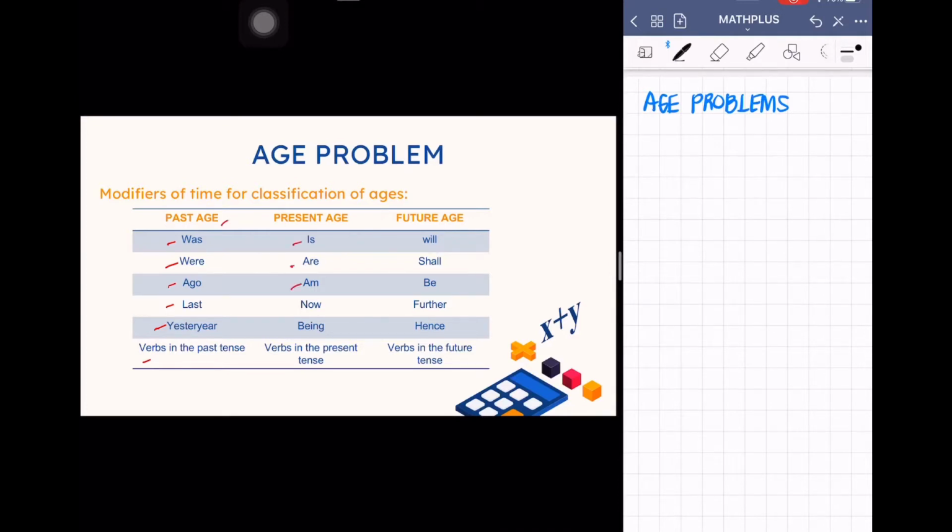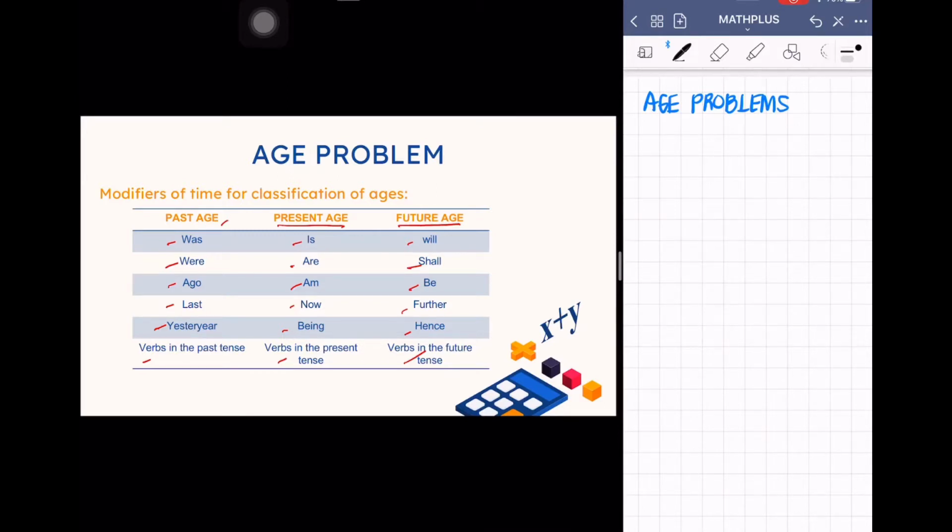Is, are, am, now, being, and all verbs in the present tense will represent present age. Will, shall, be, further, hence, and verbs in the future tense will all represent age in future time. So it's very important that we know our tenses so that we know the time setting.